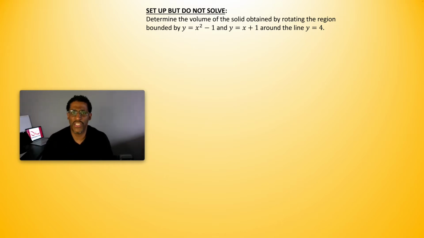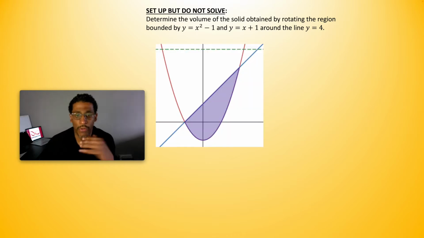The very first step in these problems is always to graph the region. And so we have a parabola that's shifted down 1 unit. We have a line that intersects the y-axis at 1 with a slope of 1. We don't know where they intersect. We'll handle that later.